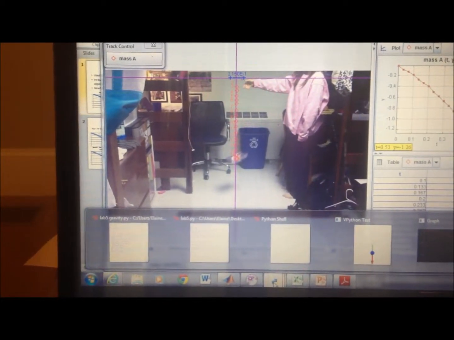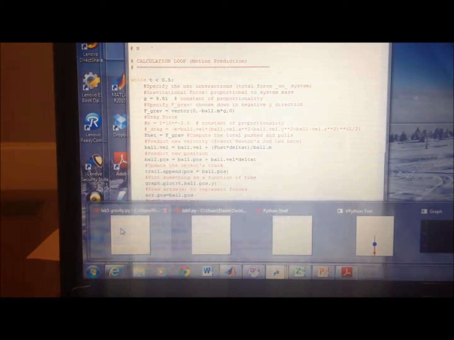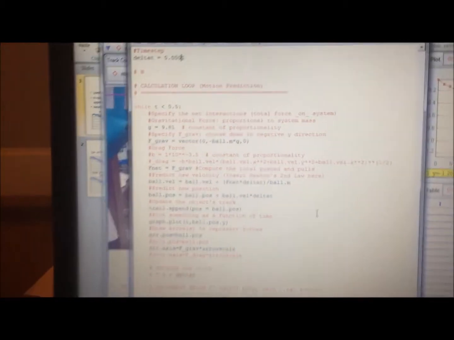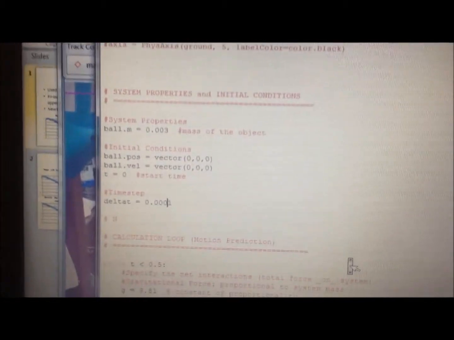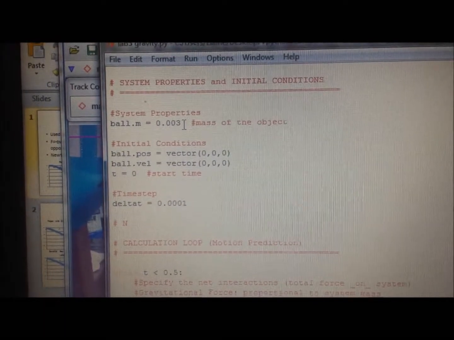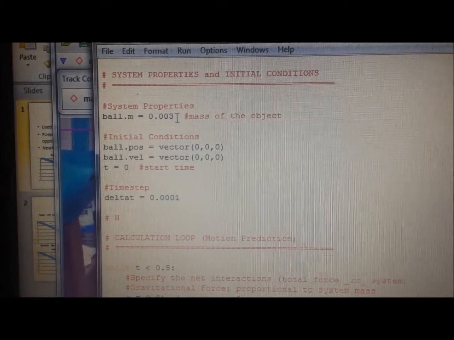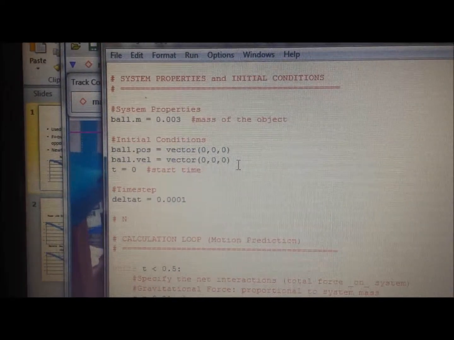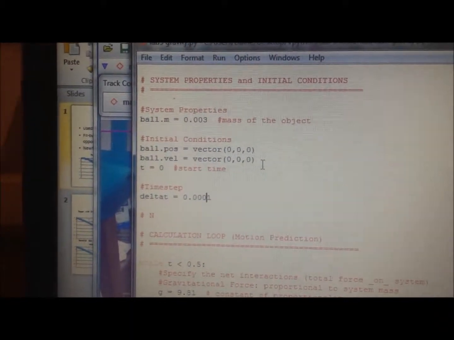From there I was able to make models in VPython. So you can see my first model right here. This is only affected by gravity. You can see the initial conditions for my Band-Aid box: this is my mass, the position is the origin, and there's no initial velocity since I just dropped it. It has a small time step.